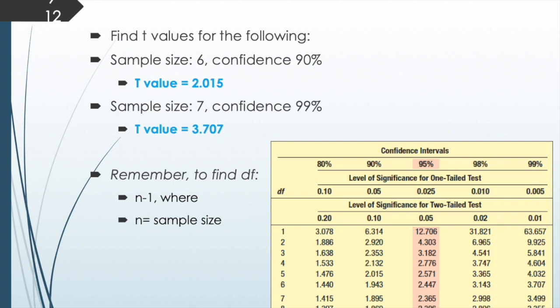What about a confidence of 99 and a sample of 7? Well, this last column here is my confidence interval of 99%. A sample size of 7 would mean the degrees of freedom would be 6. And so our T value would be 3.707. Just remember, to find the degrees of freedom, it's N minus 1, where N is equal to your sample size.